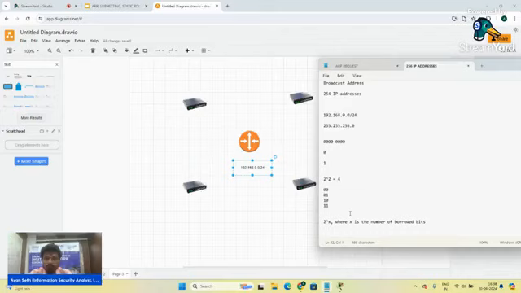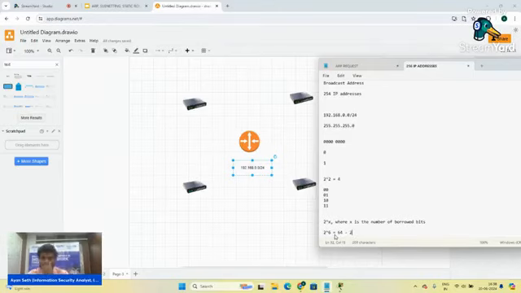So now, how many bits are left? Two bits have been borrowed, so 6 bits are left, right? These particular 6 bits are for the host portion. So how many hosts can be made from the 6 bits? 2 to the power 6, which means 64, right? So 64 minus 2.